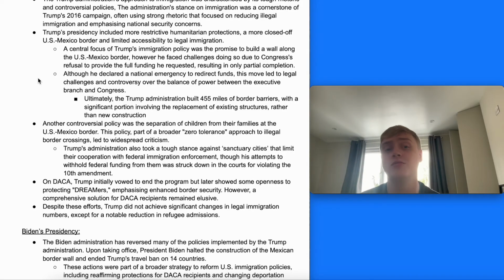The focus of his immigration policy was the US-Mexico border, but he faced challenges in building it due to Congress's refusal to provide the full funding he requested. This resulted in only partial completion, and although he declared a national emergency to redirect some funds for it after Congress refused to fund it themselves, this move led to legal challenges and controversy over the balance of power between the executive branch and Congress, and ultimately, the Trump administration was only able to build 455 miles of border barriers. It was a significant portion involving the replacement of existing structures rather than new construction.